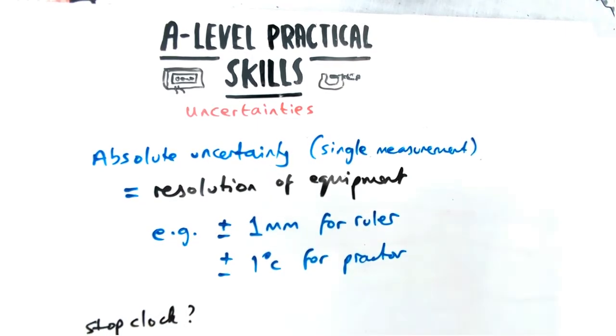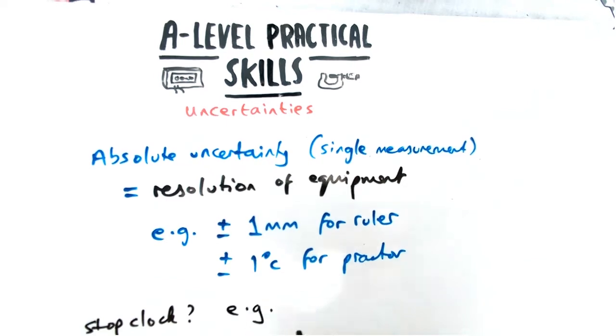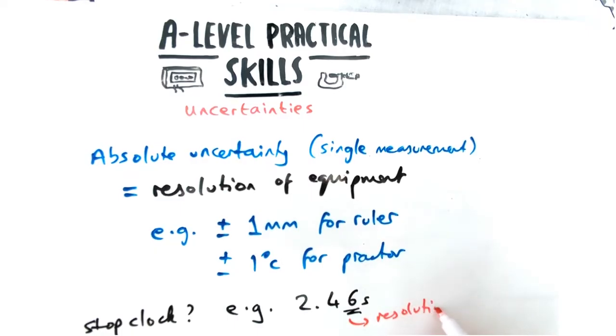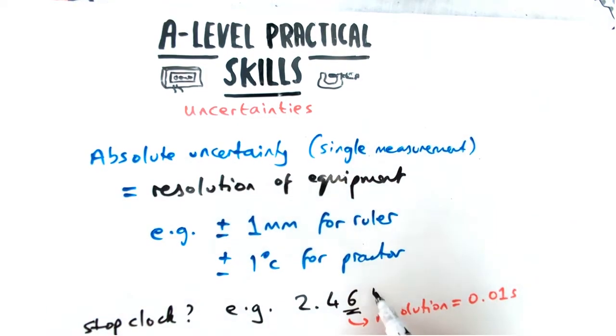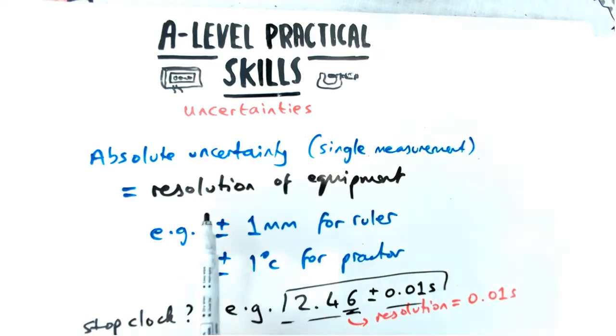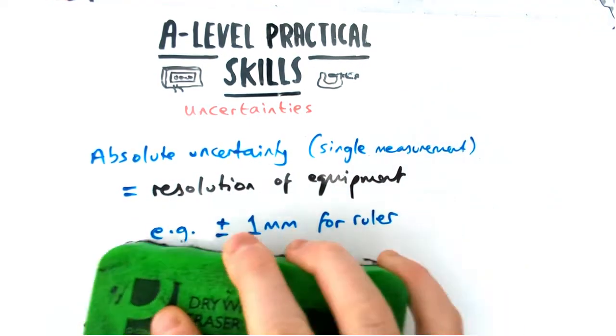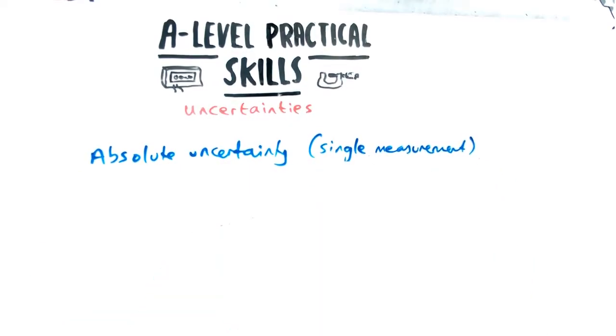And let's have a look at some other measurements. So let's say for a stop clock, for example, what would the uncertainty be with one reading? Let's say 2.46 seconds. Well, the smallest thing a stop clock could go up or down by is 0.01 seconds in this case. So the resolution is 0.01, so that's also going to be our absolute uncertainty in this case. So it's 2.46 plus or minus 0.01 seconds. Now that applies to all digital instruments, just use their resolution unless you're told differently in an equation.